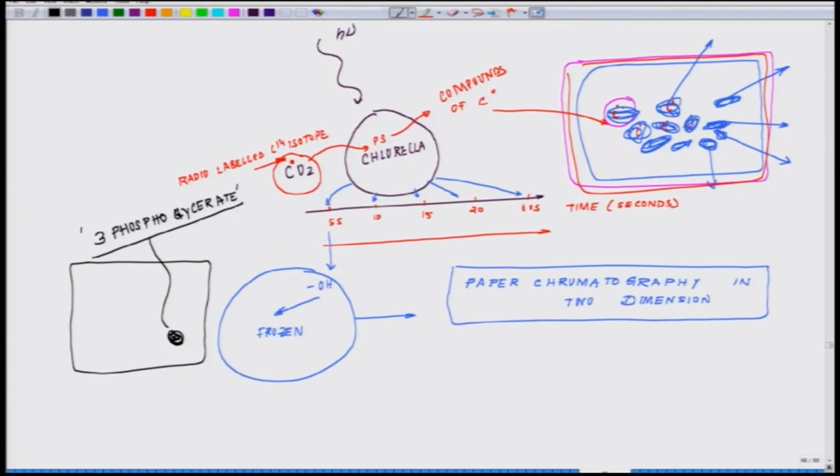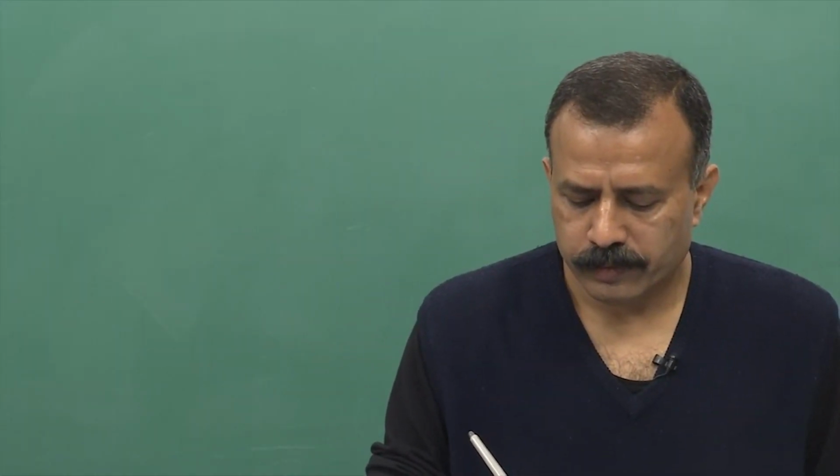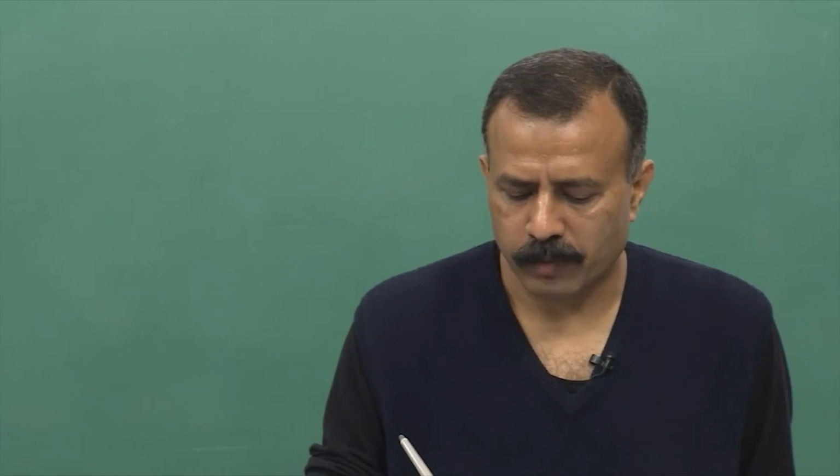And while I am writing this 3-phosphoglycerate, this will remind you of the very first sessions when we talked about photosynthesis, I talked about this 3-phosphoglycerate which is formed. So, 3-phosphoglycerate is a 3 carbon molecule. Okay. So, what you are having here is a molecule like this.